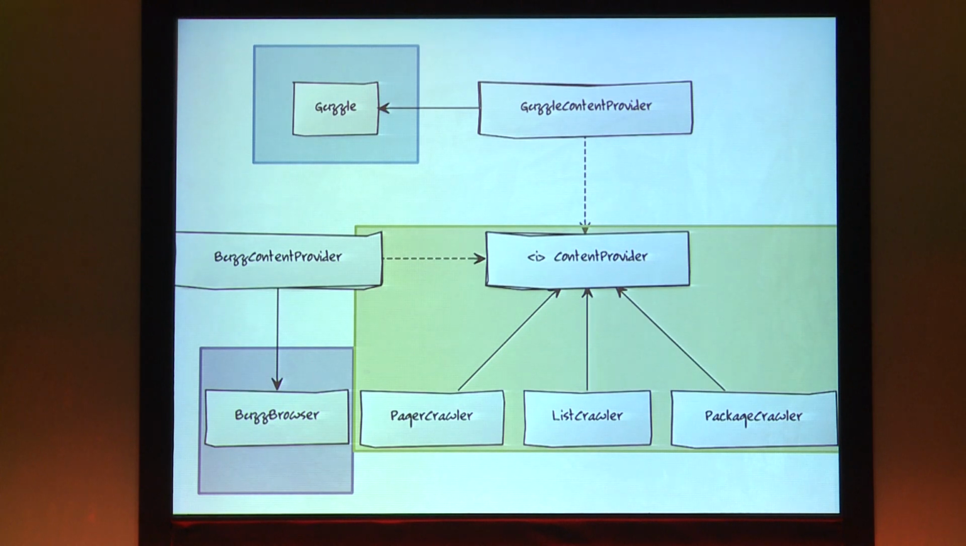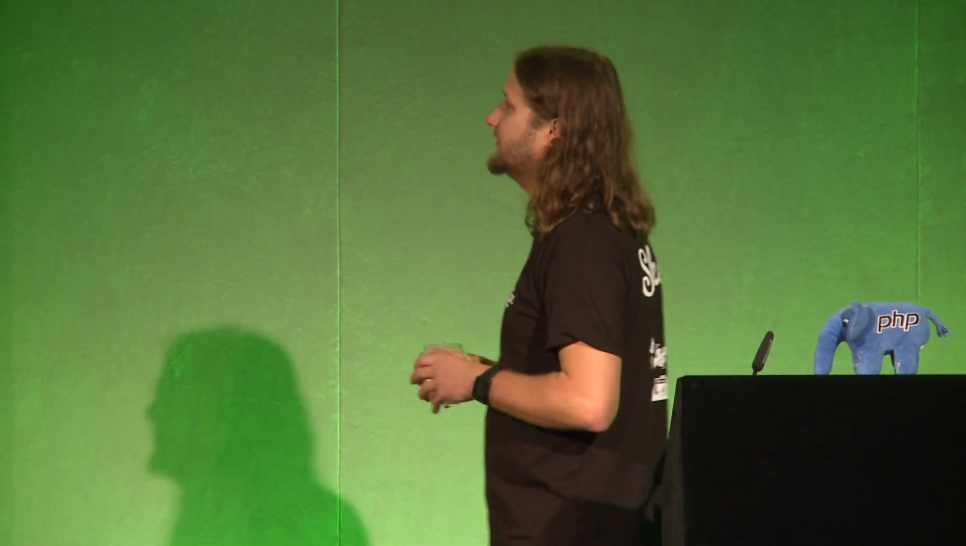So actually, the blue and purple squares are third-party libraries. Green is ours. Also, our adapters, they belong to us. But they might be implemented in a separate package, actually.